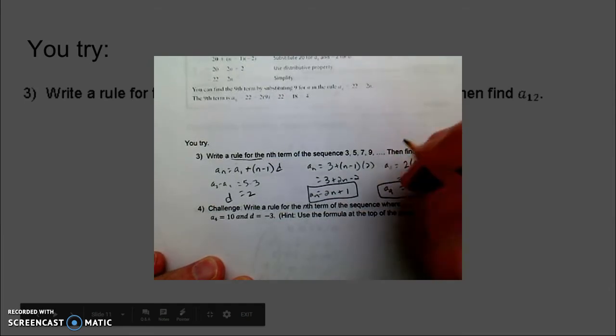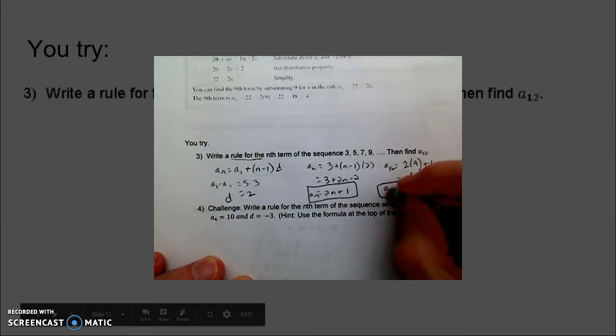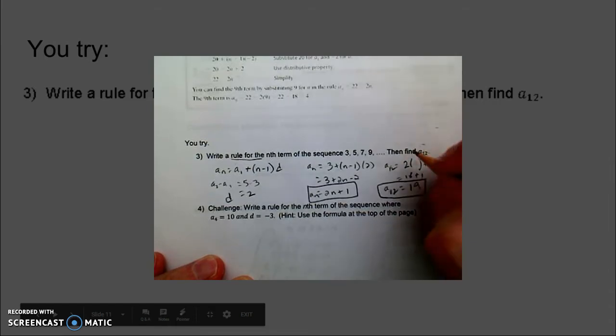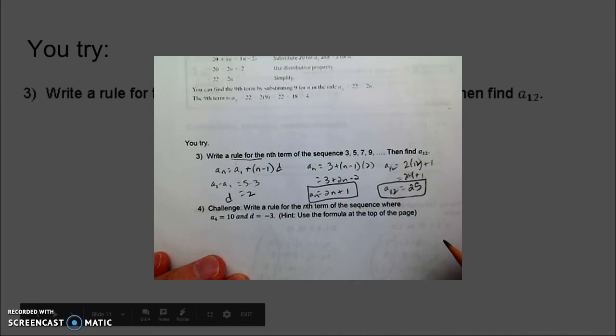I was thinking the example, I tried the 9th term. Let's go ahead and fix that real quick. So we substitute 12 in place of n. 2 times 12 is 24 plus 1 is 25. So a sub 12 is 25.